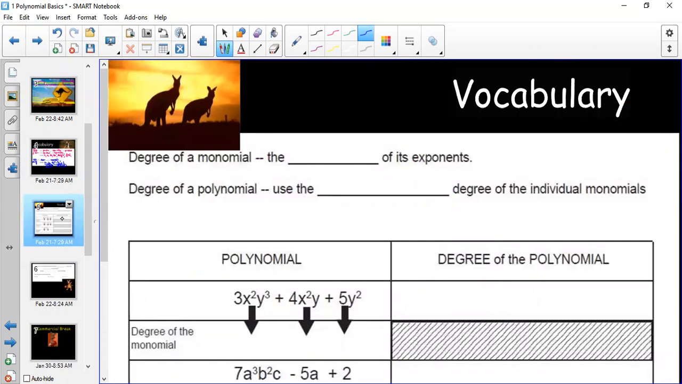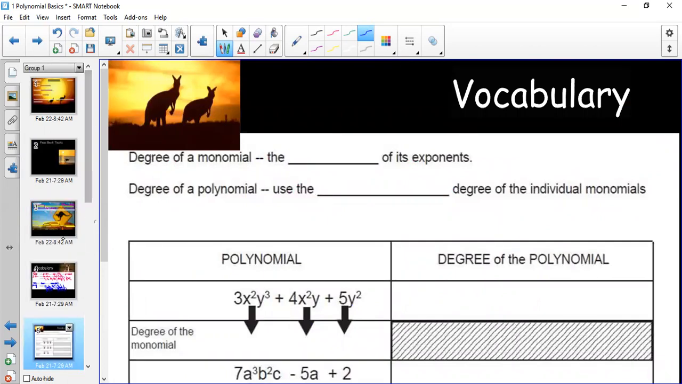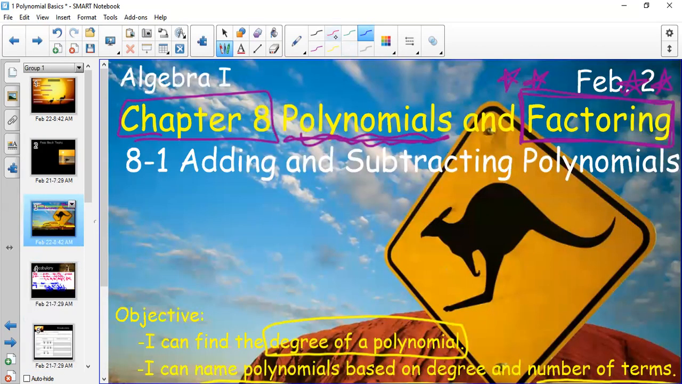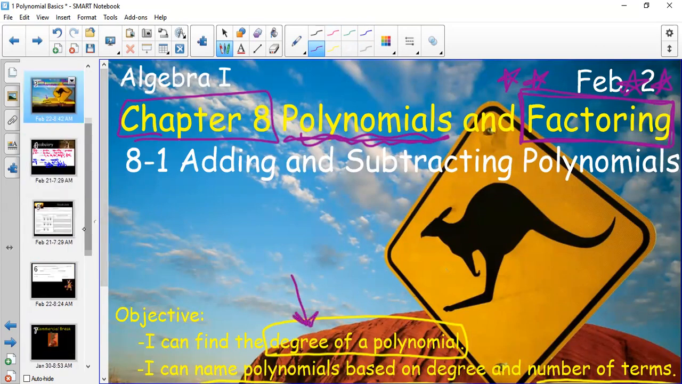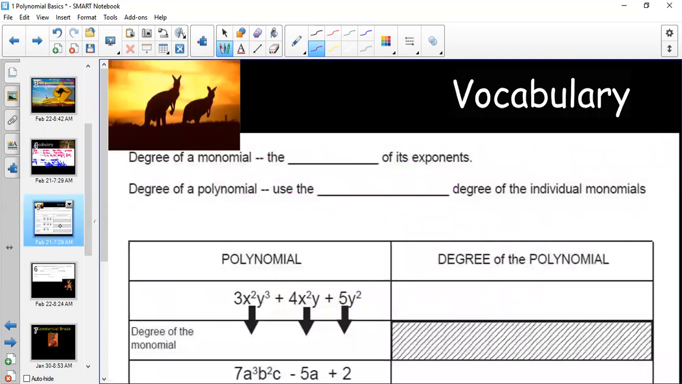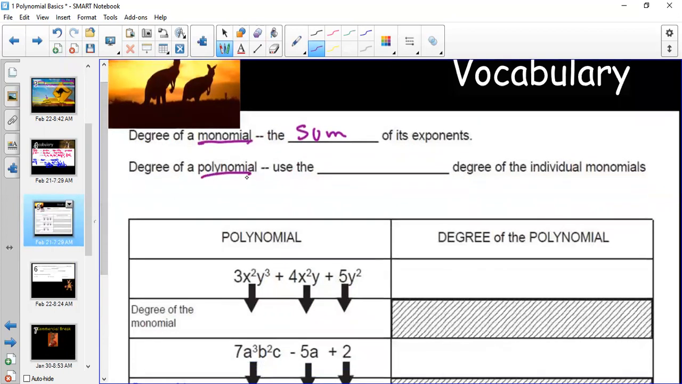Okay, so let's talk about, if you go back to our objectives here, the first one, the degree of a polynomial. All right, so the degree of, first off, a monomial is the sum of its exponents. Okay, now a lot of people confuse these two, the degree of a monomial versus the degree of a polynomial. When we're talking about the degree of a polynomial, we only use the highest degree.